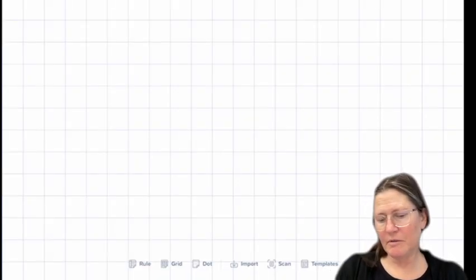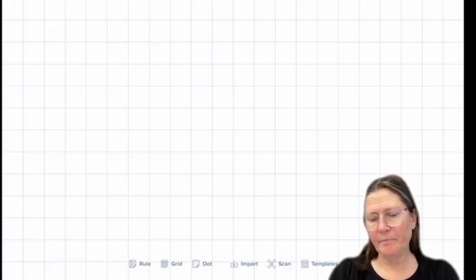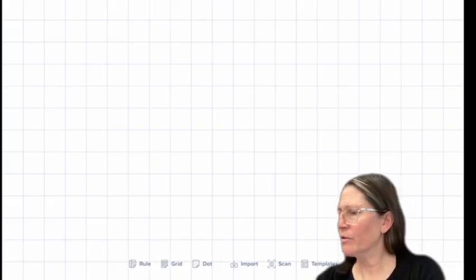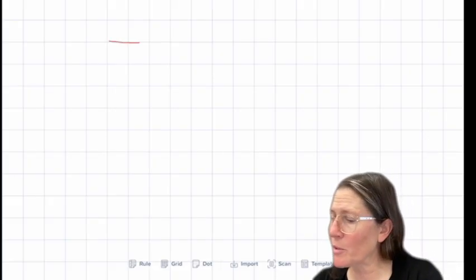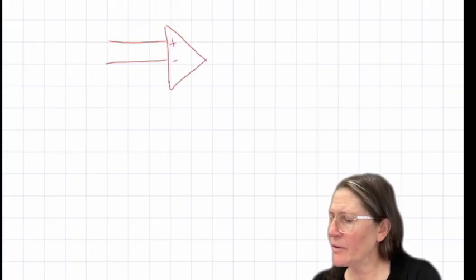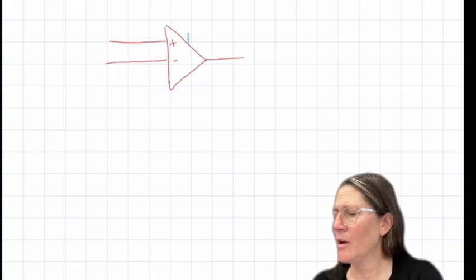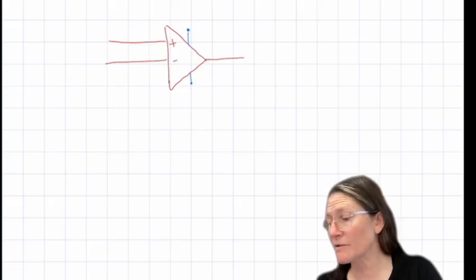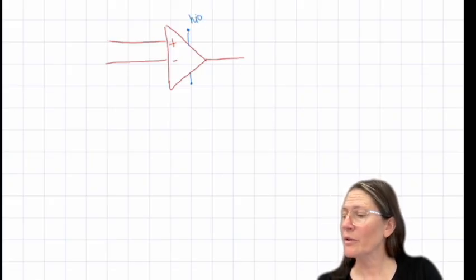So let me start with the comparator op amp. It depends on your inputs, and then it's going to depend on your supply voltages for the high and the low. So, high supply and low supply.